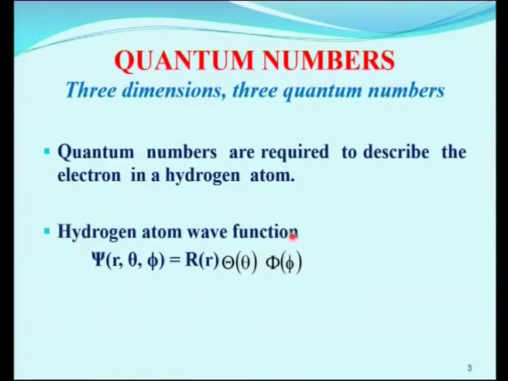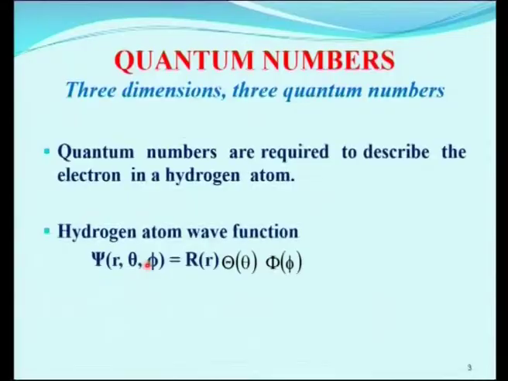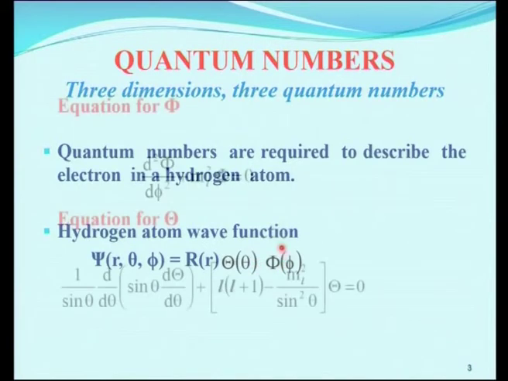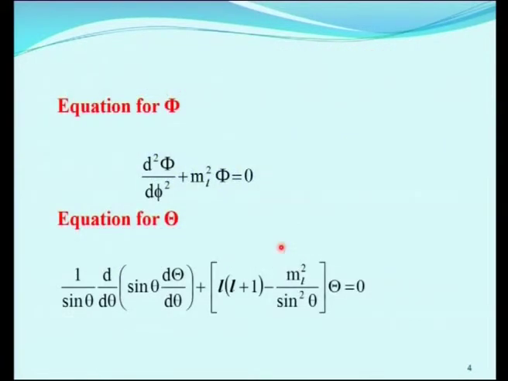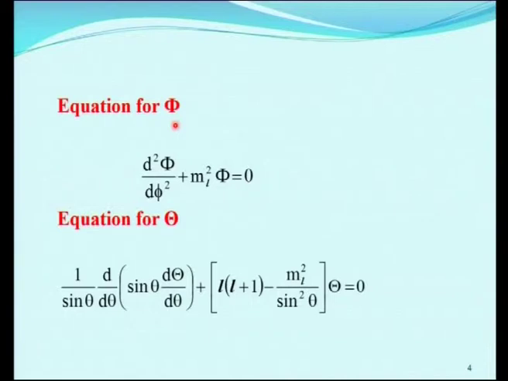The first one is the principal quantum number. We know that based on the separation of variables, the wave function of a hydrogen atom is psi of r, theta, phi, where r, theta, phi represent spherical polar coordinates. So, we write it in terms of functions: R of r, Theta of theta, Phi of phi. Based on these assumptions, we have derived the equations for these 3 variables separately.